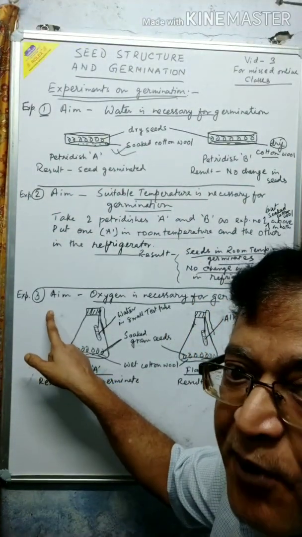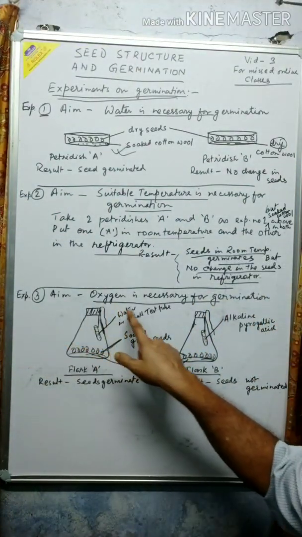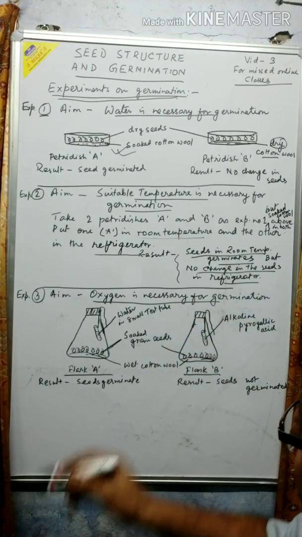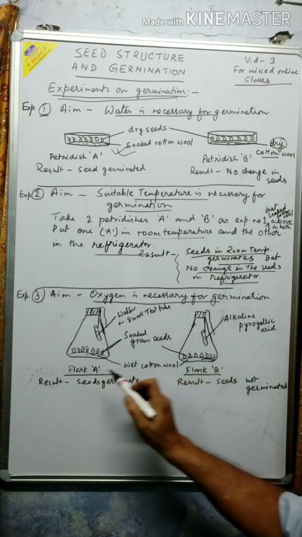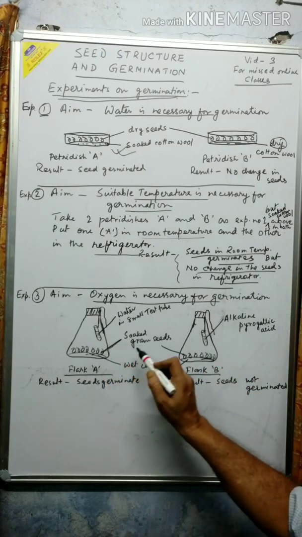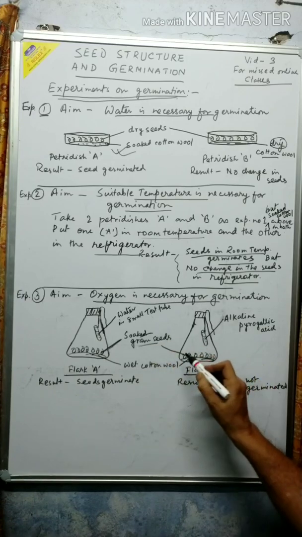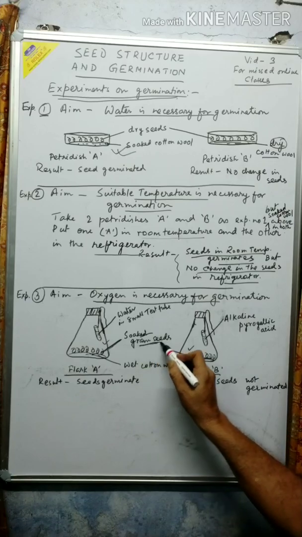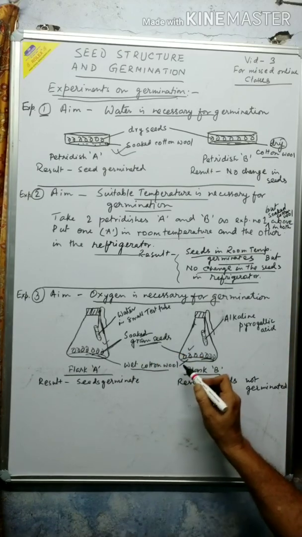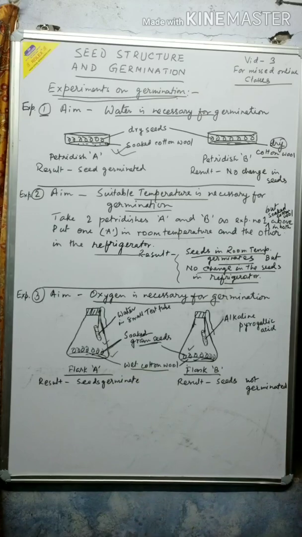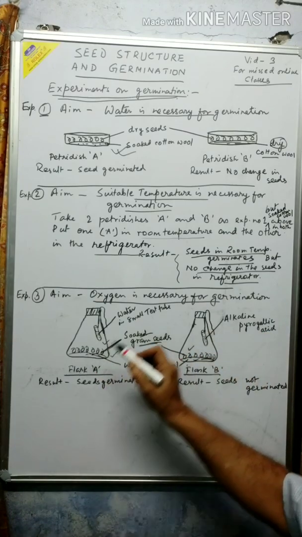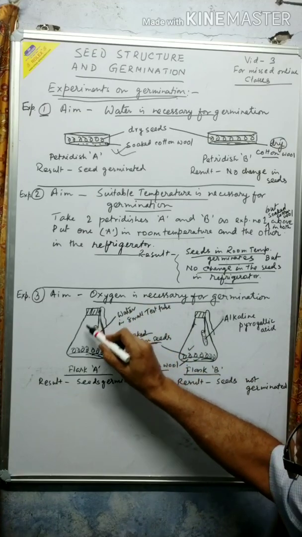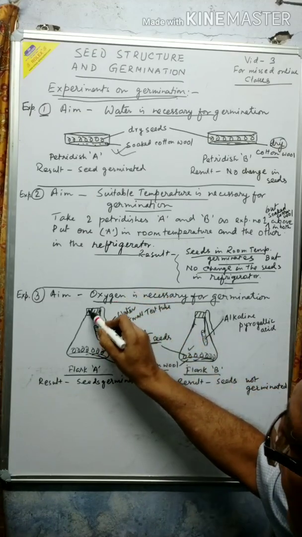The third and most important experiment: the aim is oxygen is necessary for germination. Here we take 2 flasks, flask A and flask B, with soaked gram seeds and wet cotton wool in both. The difference is, we keep a small test tube hanging inside the flask, which is closed by the cork.